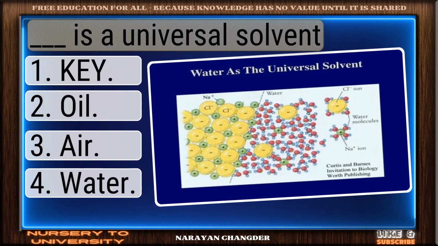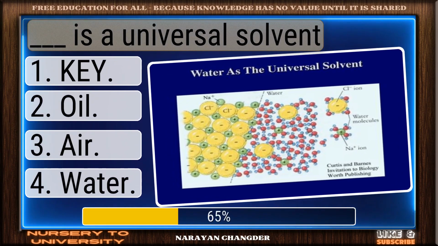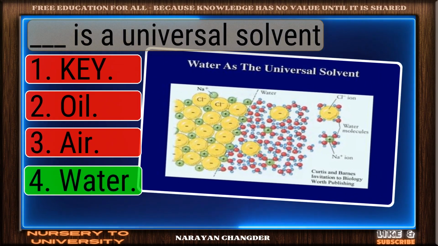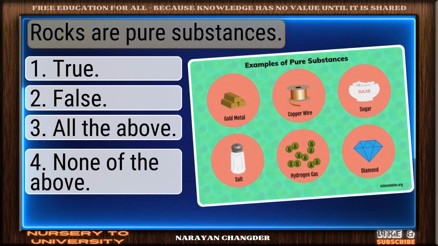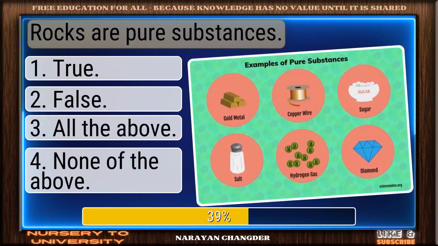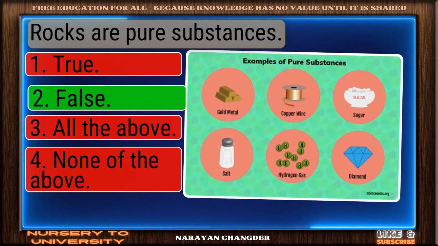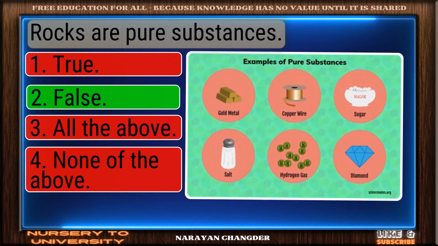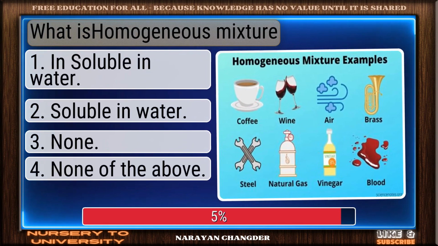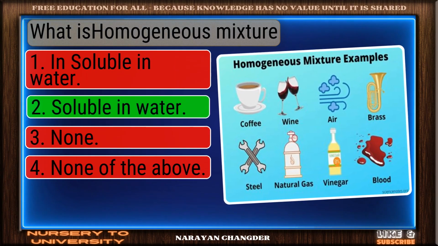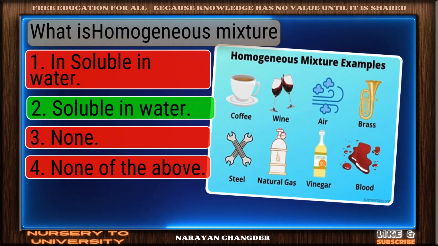Dash is a universal solvent. Nice work. You chose water and it is correct. Rocks are pure substances. You're right. False is the correct answer. What is homogeneous mixture? Perfect. Soluble in water is the correct choice.